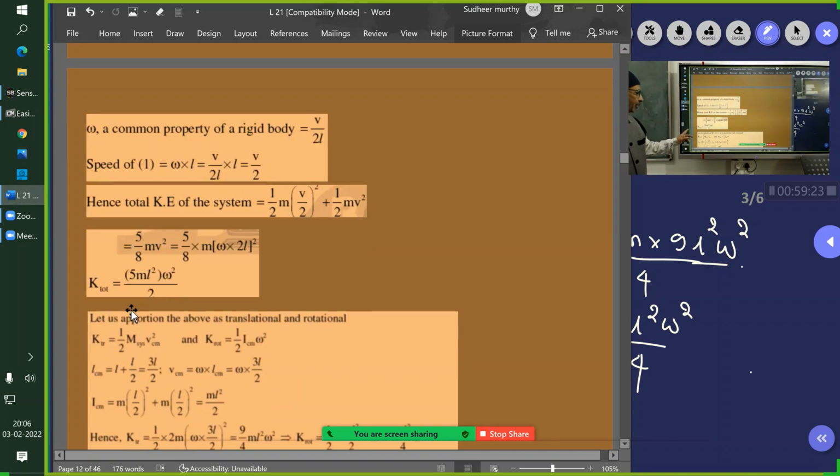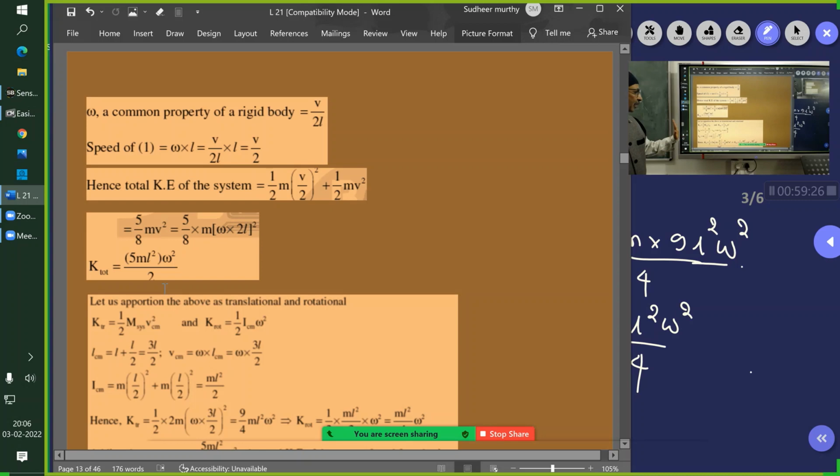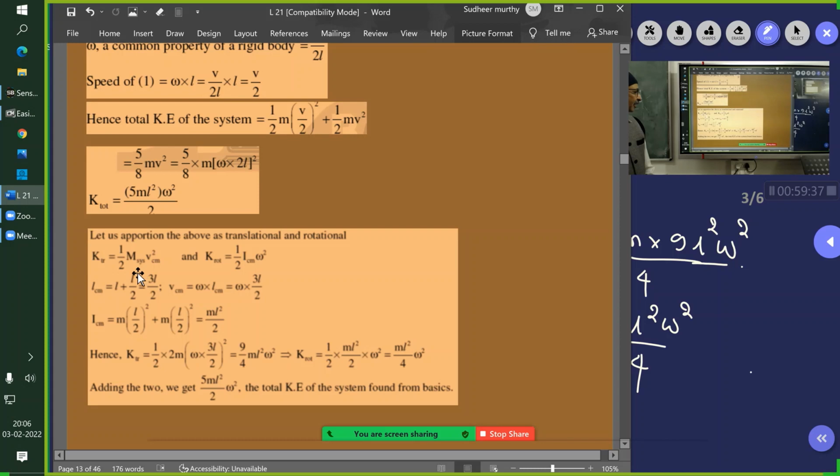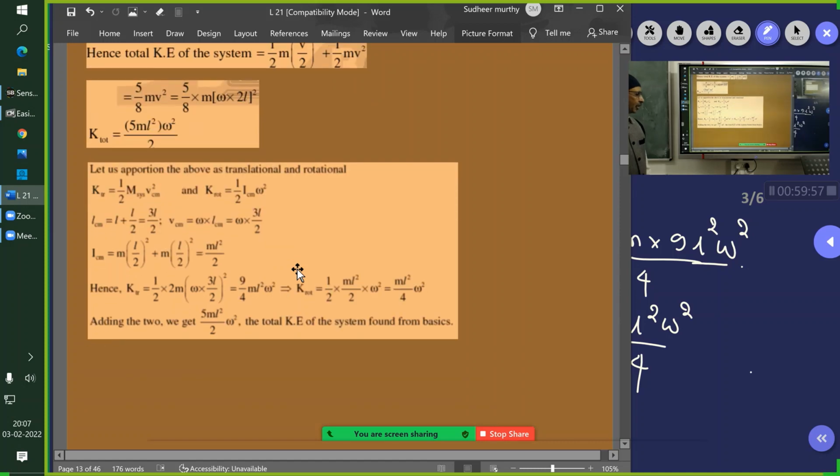So here we got 5 ml square omega square. We got the same answer here? See, this also we wrote the same thing. We didn't do any garbad here. Omega is here, we wrote it directly. Here we got m system into VCM square, and rotation is half into ICM into omega square, the kinetic energy of rotation. So we got the same answer, and adding the two, again we are going to get the same answer.